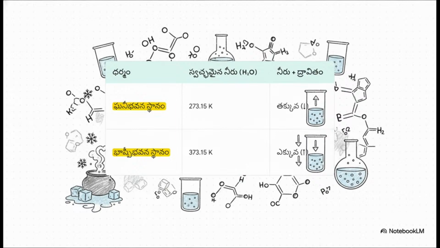ప్యూర్ వాటర్ 0 degrees Celsius దగ్గర ఫ్రీజ్ అవుతుంది, 100 degrees దగ్గర బాయిల్ అవుతుంది. కానీ మనం అందులో ఏదైనా ఉప్పు లాంటి ద్రావితాన్ని కలిపామనుకోండి, అప్పుడు మ్యాజిక్ మొదలవుతుంది. ఫ్రీజింగ్ పాయింట్ ఇంకా పడిపోతుంది, అంటే గడ్డ కట్టడం కష్టమవుతుంది. అదే సమయంలో బాయిలింగ్ పాయింట్ ఇంకా పెరుగుతుంది, అంటే మరగడం కూడా కష్టమవుతుంది.